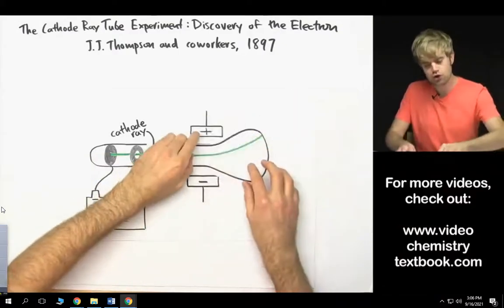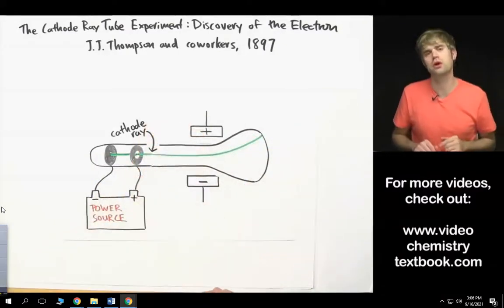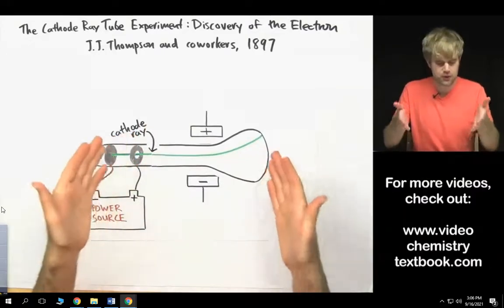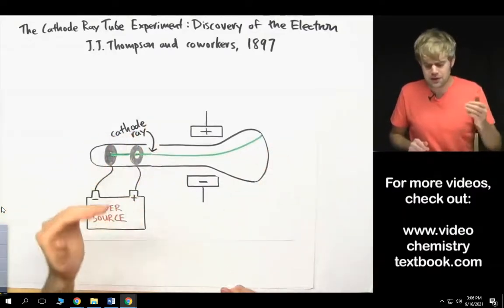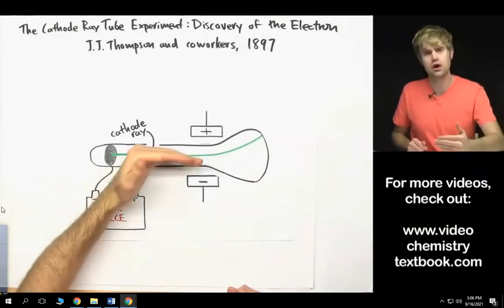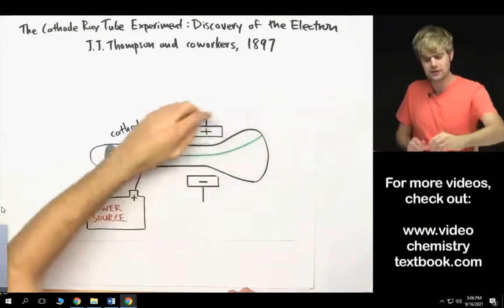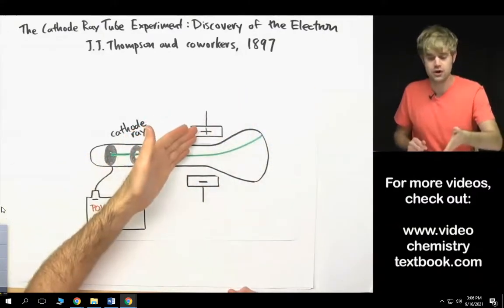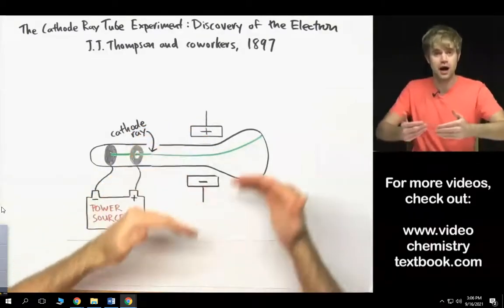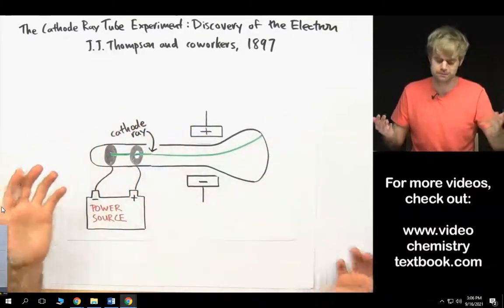It bends up towards the positively charged plate. So based on this, he reasons that the cathode ray must be made of stuff that's negatively charged, since it's attracted to the positively charged piece of metal, and he knows that opposite charges attract.